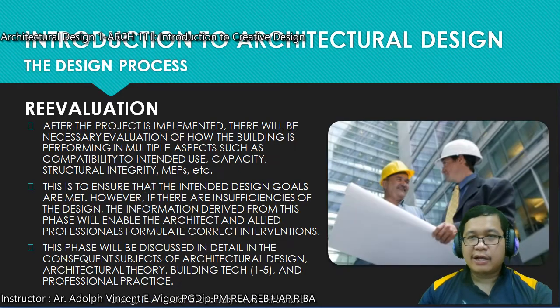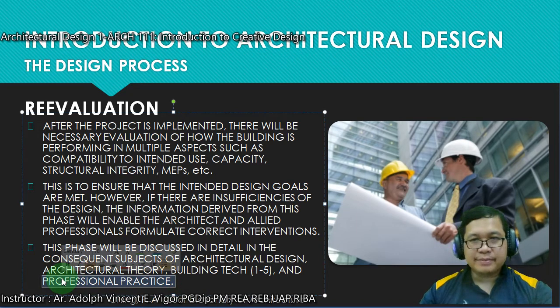Okay. Now evaluation is the final stage. This is the stage, class, when the building is already finished. So after the project is implemented, there will be necessary evaluation of how the building is performing in multiple aspects such as compatibility in use, capacity, structural integrity, MAPs, etc. This will ensure that the intended design goals are met. However, if there are insufficiencies in the design, the information derived from this phase will enable the architect and allied professionals to formulate correct interventions. This phase will be discussed in detail in the consequent subjects of architectural design, architectural theory, building tech 1 to 5, and professional practice. Okay, I'll be your instructor for this one when you reach your higher year.